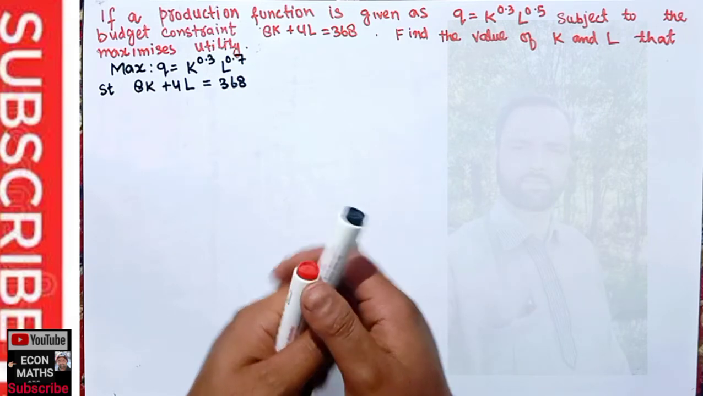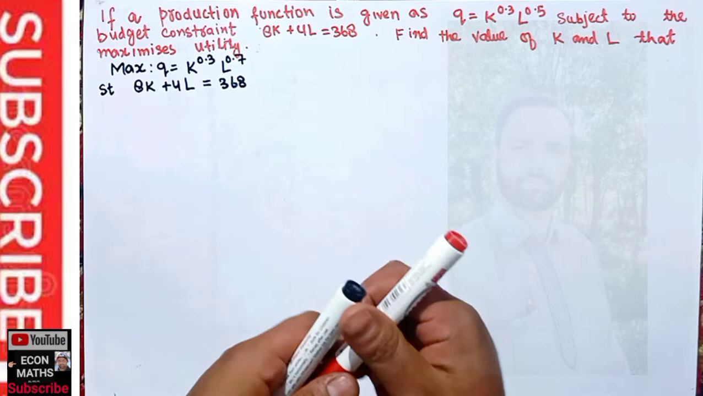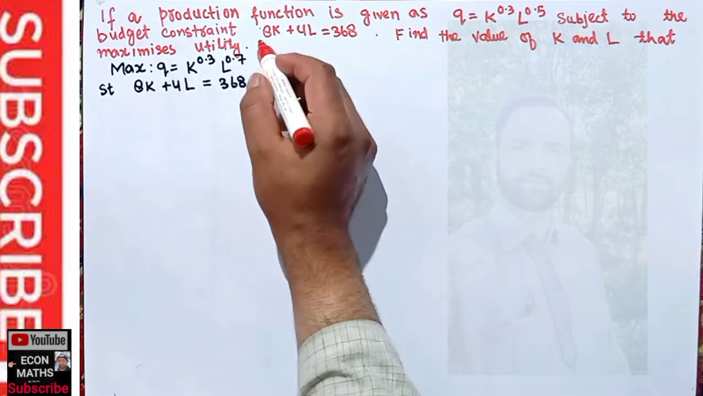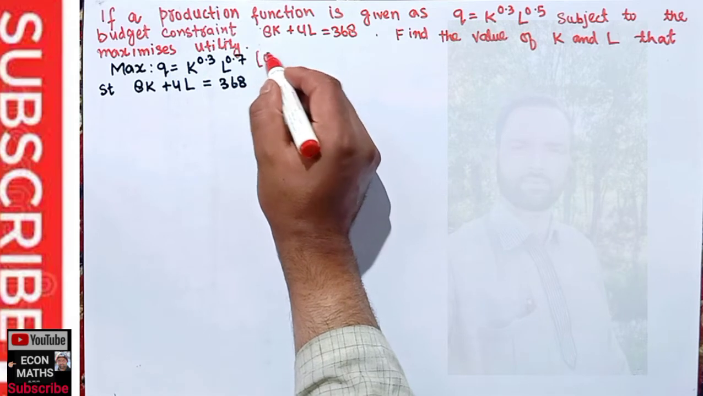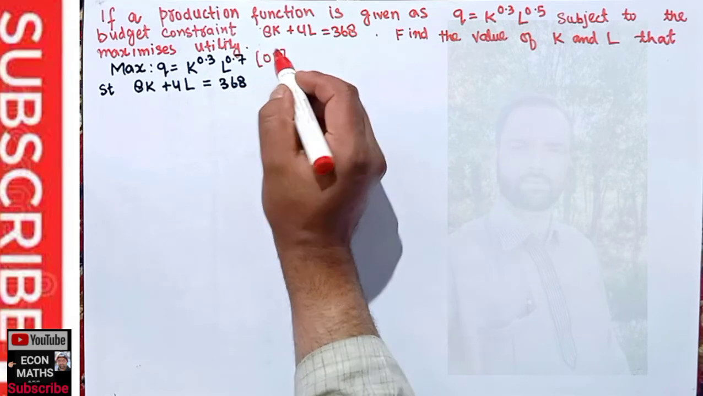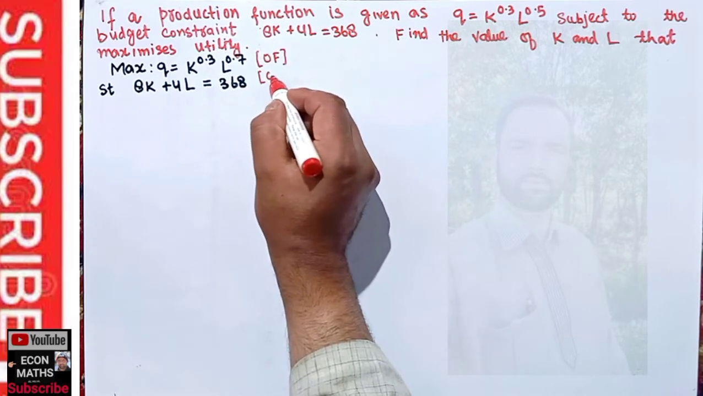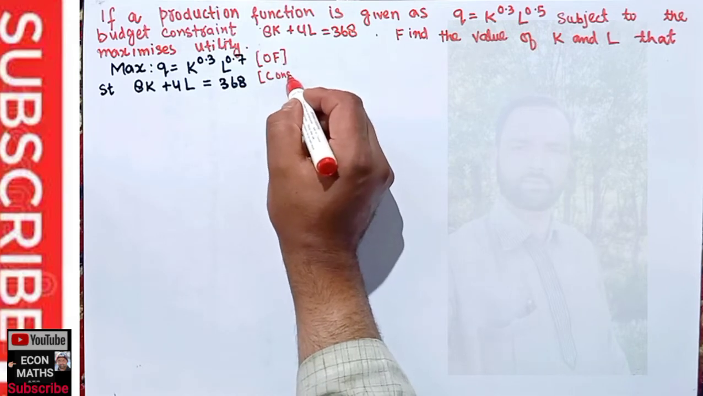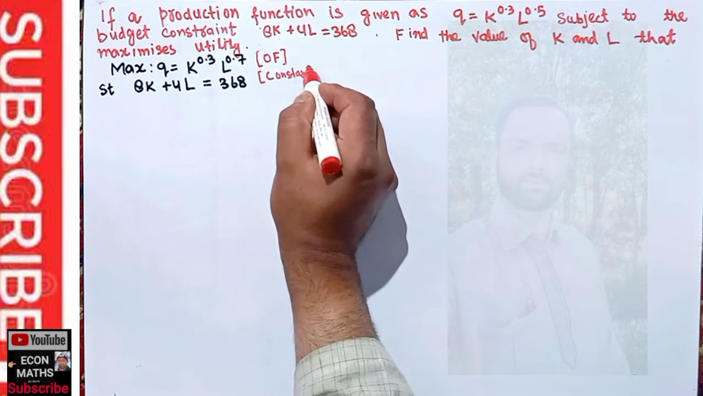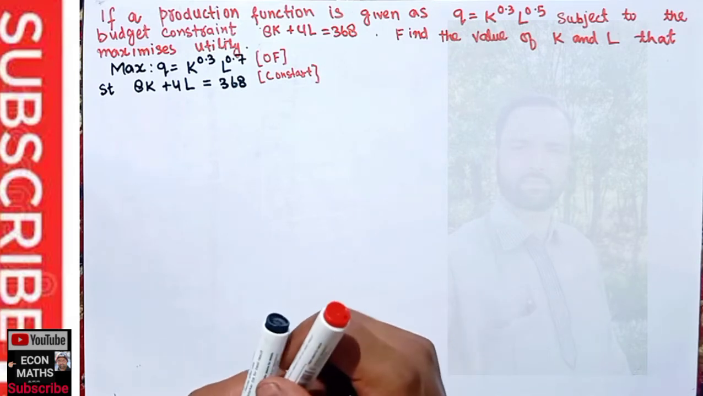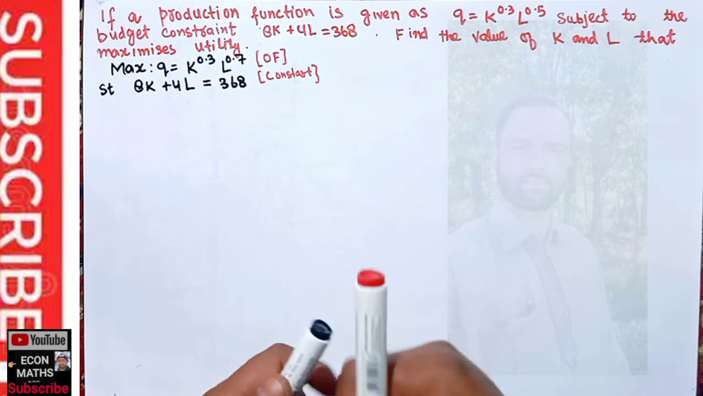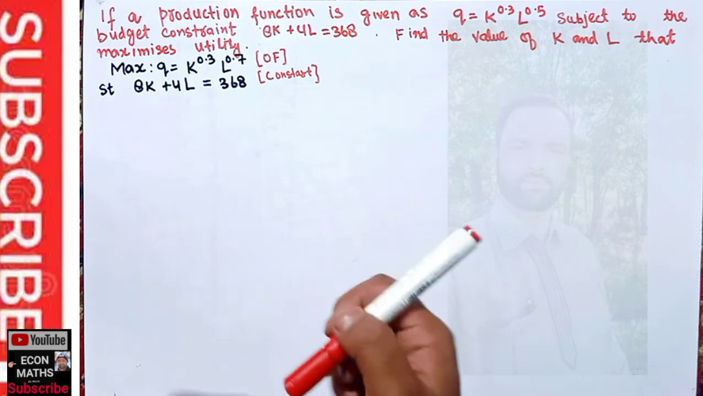How do we solve it? I have solved many problems, so I will show you. First of all, this very function is called the objective function, and this is our constraint equation, or constraint. I will write here constraint. The first step in solving a question on constraint optimization is that we use Lagrange's method here.